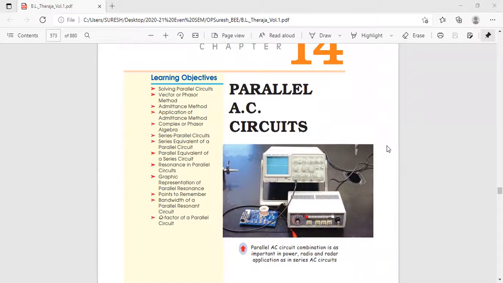Suppose two impedances Z1 and Z2 are in parallel. What is the equivalent impedance? Z equivalent is Z1 Z2 by Z1 plus Z2. That is the equivalent impedance. We'll do one problem in parallel circuit.